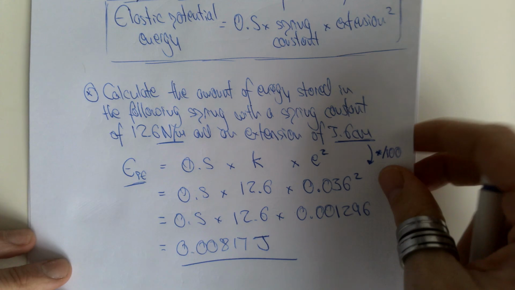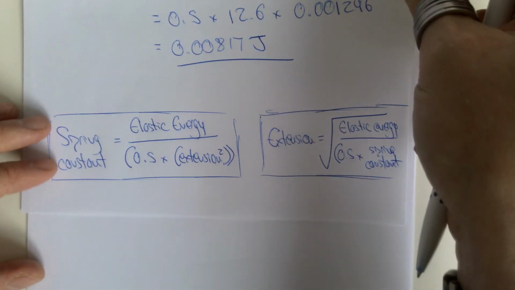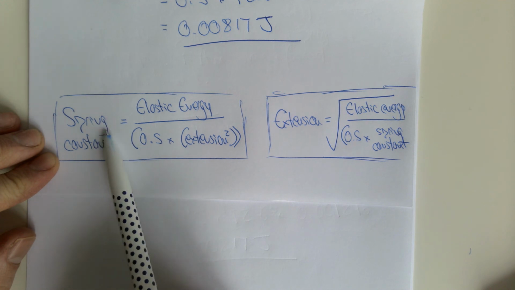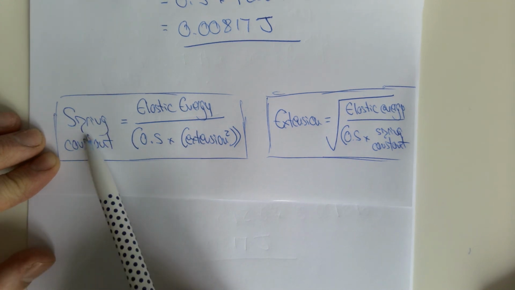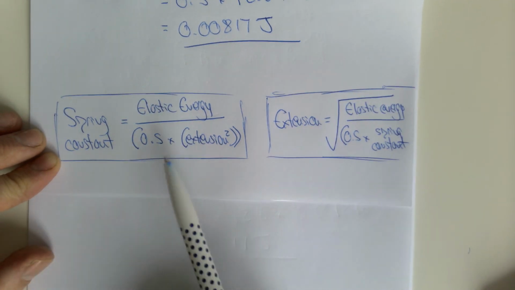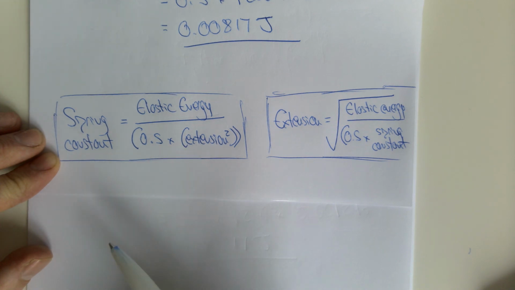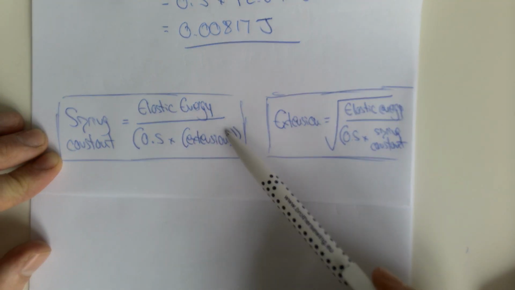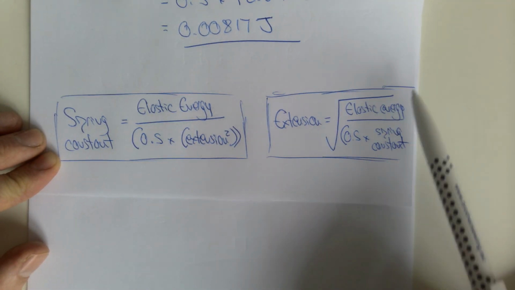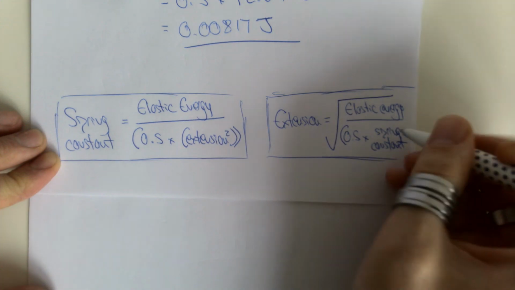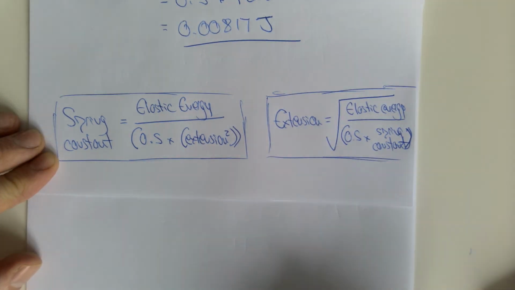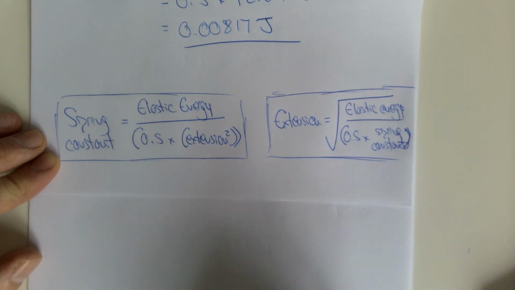squared. Now, don't forget, you may need to use rearrangements of this equation. To calculate spring constant, it becomes elastic energy divided by 0.5 times extension squared. Whereas if you want to work out the extension of an elastic object, because we have to get rid of our squared, the other side has to be the square root of elastic energy divided by 0.5 times spring constant. Okay, so these are two rearrangements of the equation.